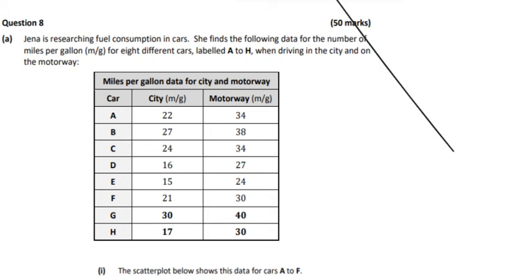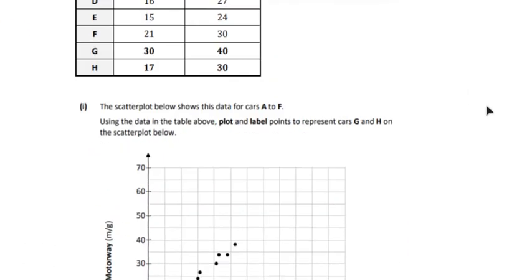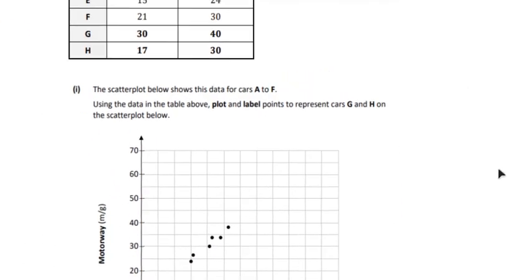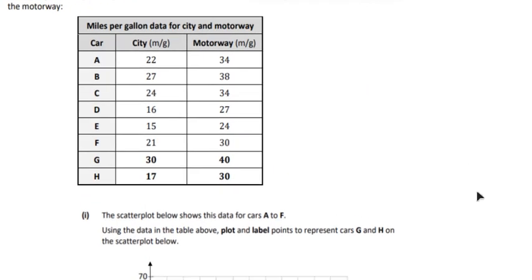Hi folks, so this is question 8. It starts off with a scatter graph. You just have to plot the points G and H. G is 30, 40. 30 is the city and 40 is the motorway.